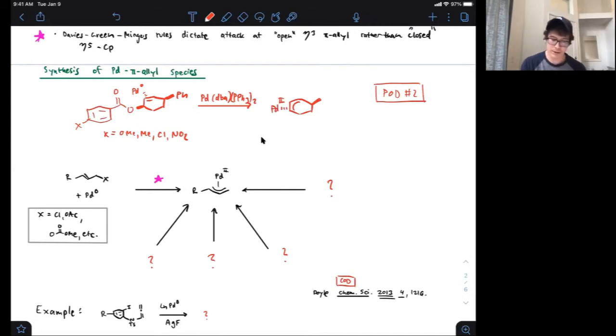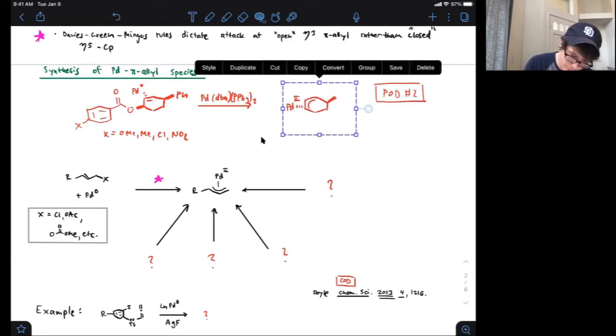Oxidative addition. We can draw the benzoate still bound here. And then I guess this is actually probably cationic. So we've got two phosphines present.